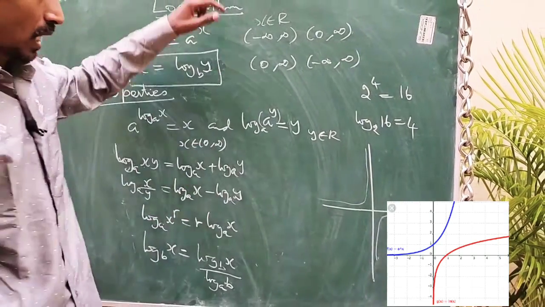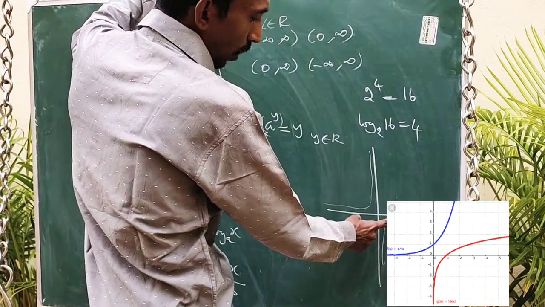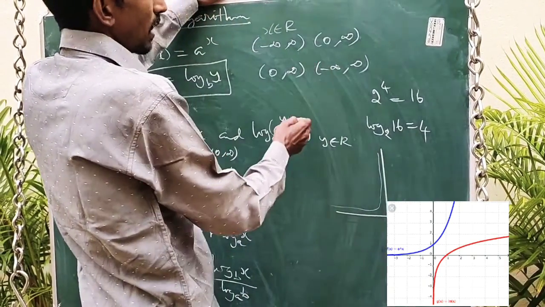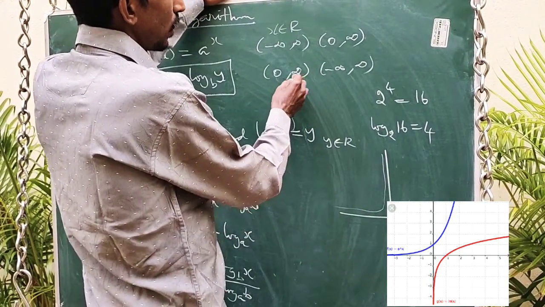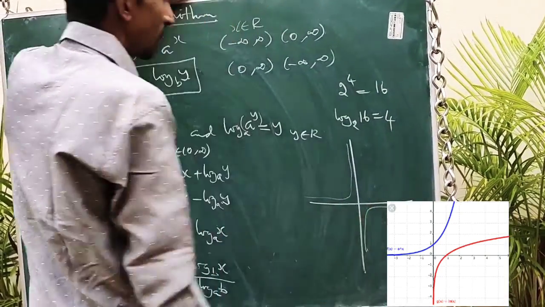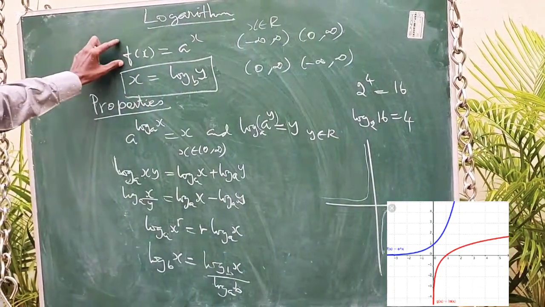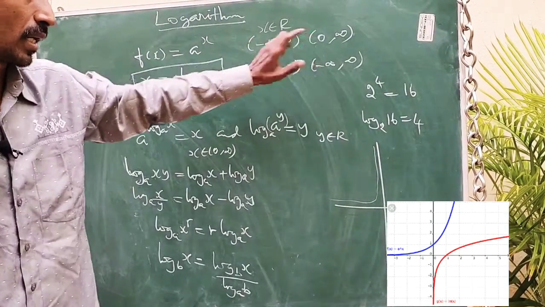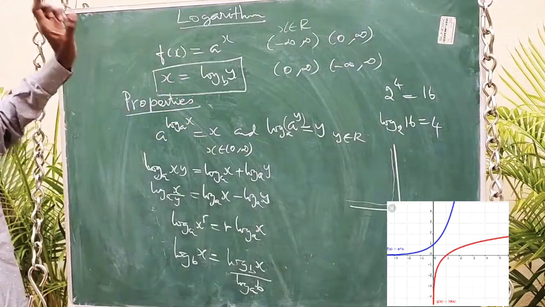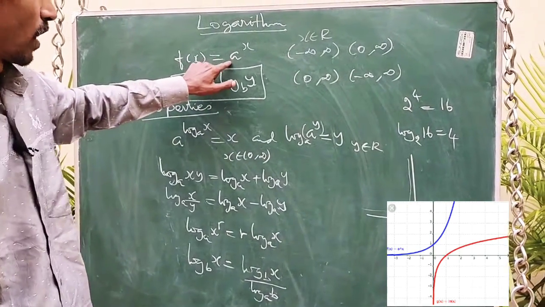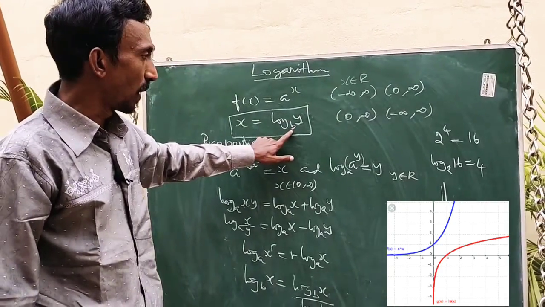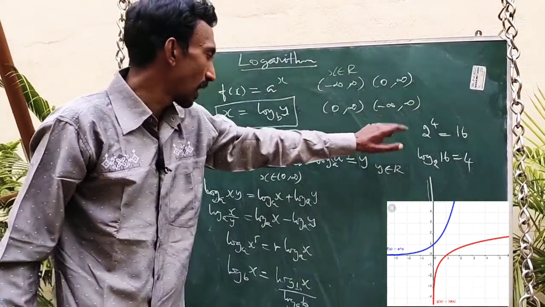Obviously, look here, the domain is 0 to infinity and the range is minus infinity to plus infinity. So remember the exponential function's domain and range, and the logarithmic function's domain and range. Once again, if y equal to a power x, it means x equal to log y base b. I gave one example.